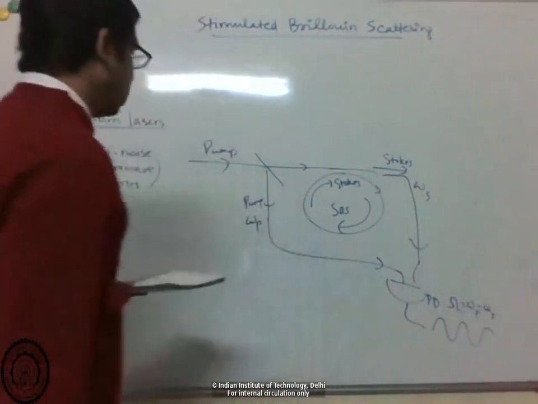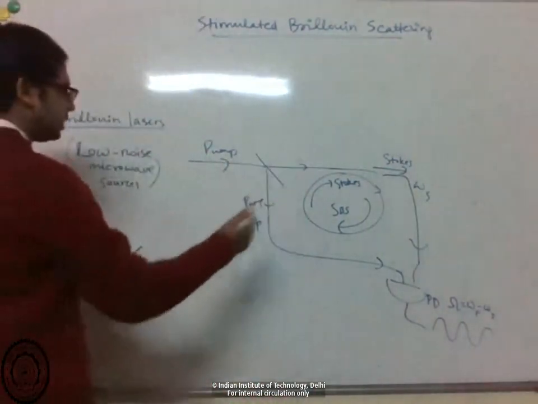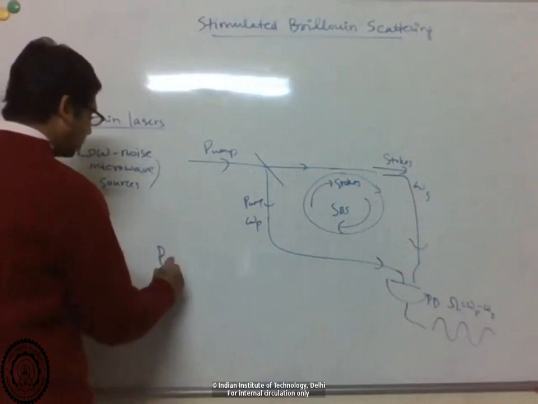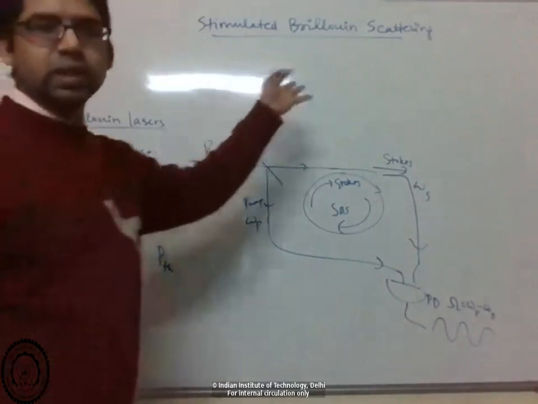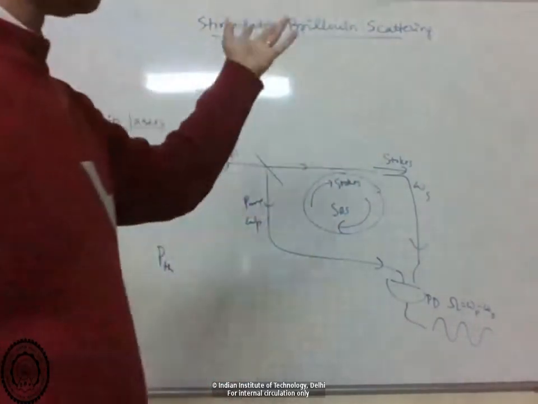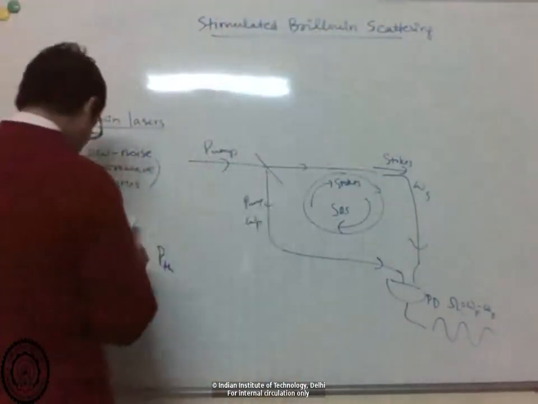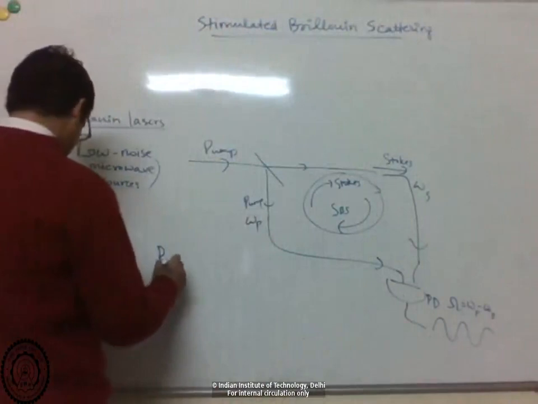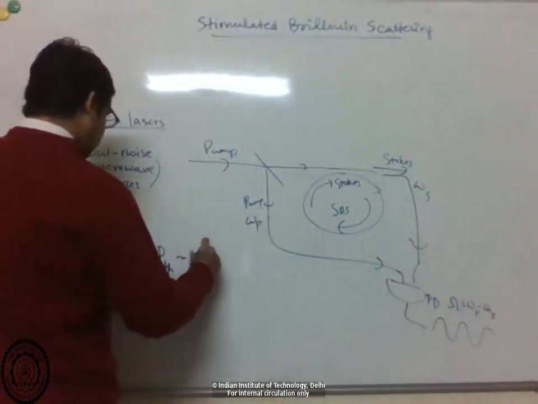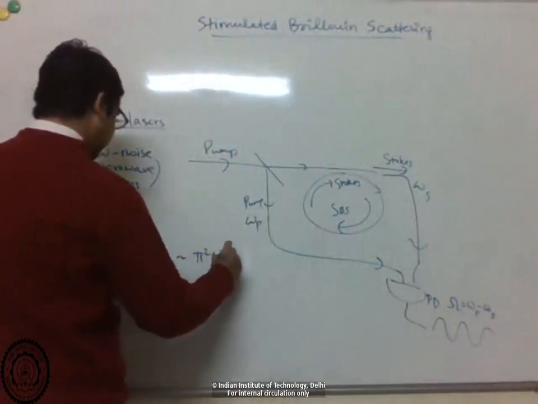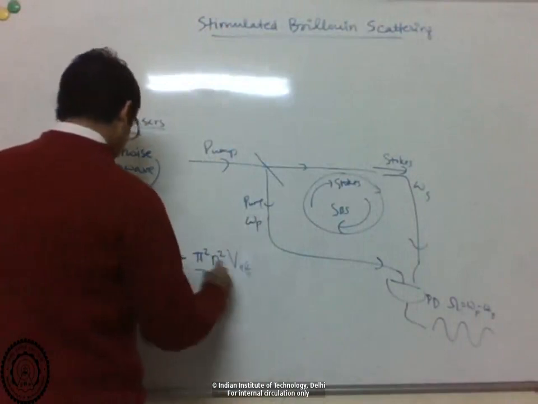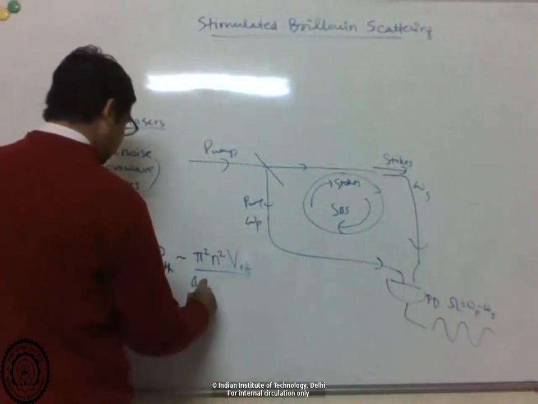The analysis is exactly the same as for Raman lasers, because we saw that the equation was also the same, except that instead of Raman gain, you have Brillouin gain. So the threshold power for this lasing, the formula is basically the same as what we got for Raman lasing, except you have Brillouin gain instead of Raman gain.